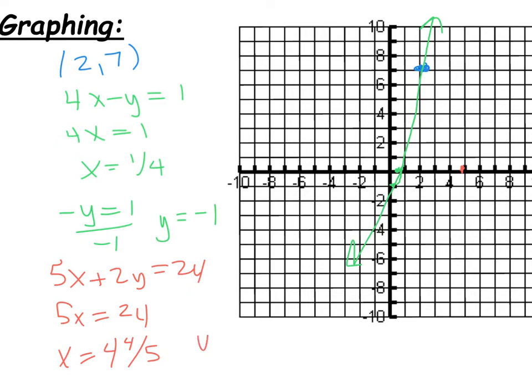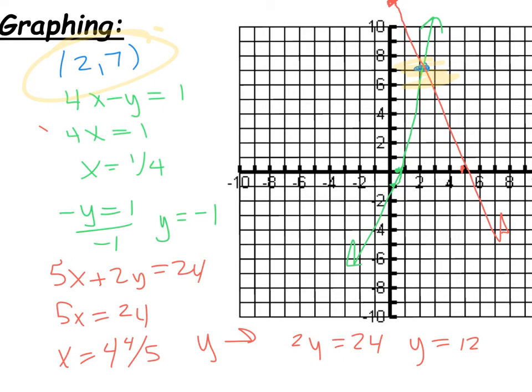Okay, and then if we do the y, we're going to put 0 in for x, so then 2y equals 24, so y is 12, which would be up here above. So now we're going to connect that, go through that one, and there. That's a little bit better line. So if you notice, the two graphs intersect at that point right there, which is (2, 7). So (2, 7) would be my answer for this particular equation.